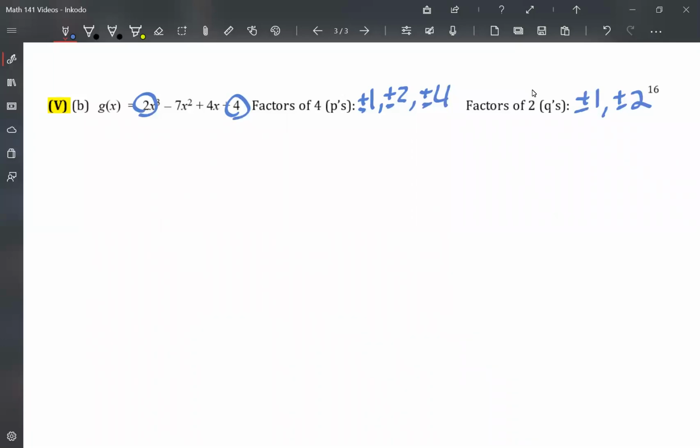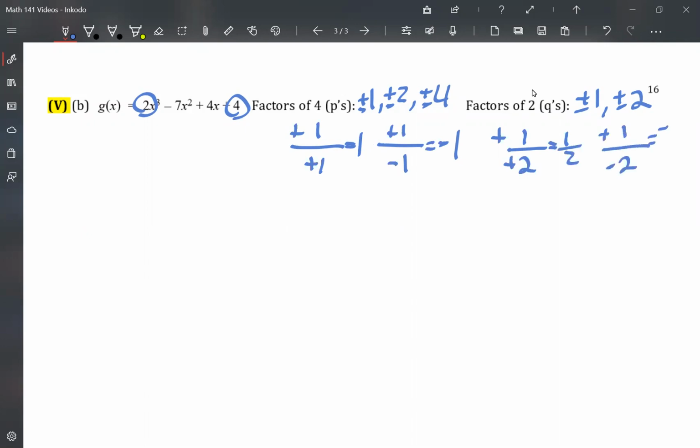I'm going to start with the positive ones. We can try positive 1 over positive 1, which is 1. Positive 1 over negative 1, which is negative 1. Positive 1 over positive 2, which is 1/2. And positive 1 over negative 2, which is negative 1/2. So there we go. We have 4 unique options so far.